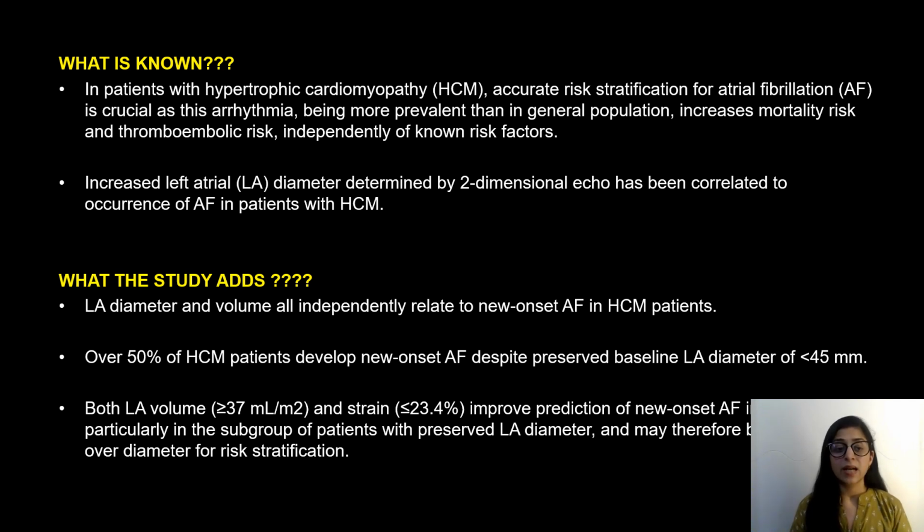So what this study adds is that LA diameter and volume all independently relate to new onset atrial fibrillation in HCM patients. Overall, 50% of HCM patients develop new onset AF despite preserved baseline LA diameter. Both LA volume and strain improve prediction of new onset AF, particularly in the subgroup of patients with preserved LA diameter, and may therefore be preferred over diameter for risk stratification.